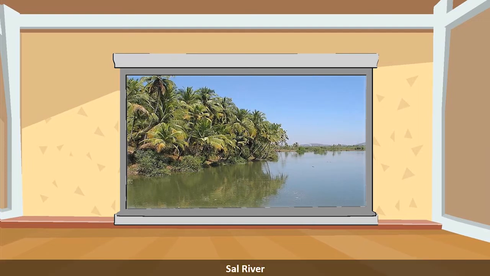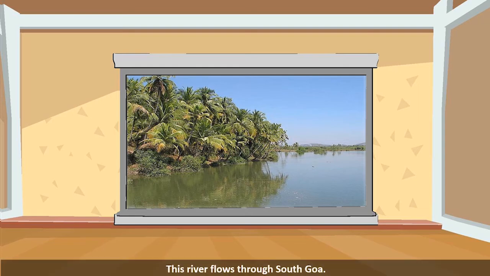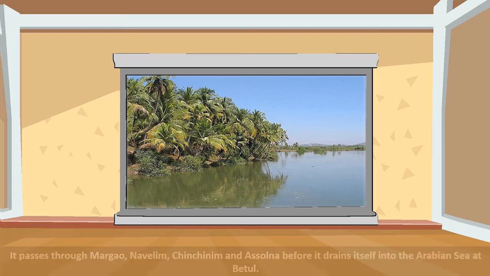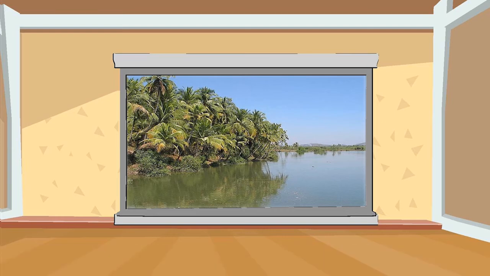In this slide, we are going to discuss 4 more rivers like the Sal River, Terekhol River, Talpona River, Galgibaga River. Let's move on to the next paragraphs and understand how these rivers are an important asset to the state of Goa. Sal River. South Goa is crossed by this river.